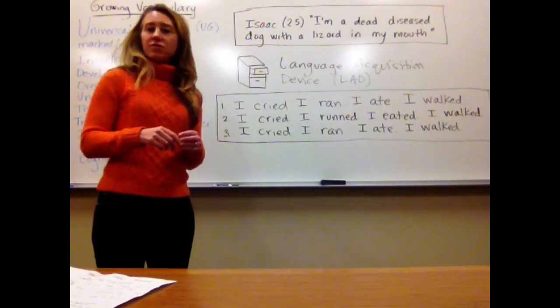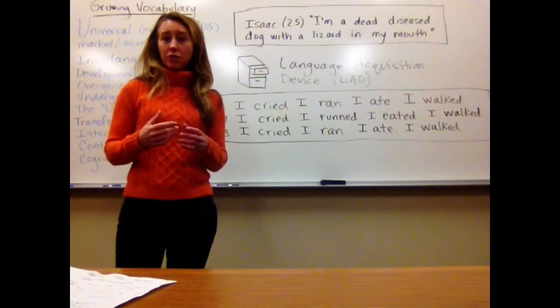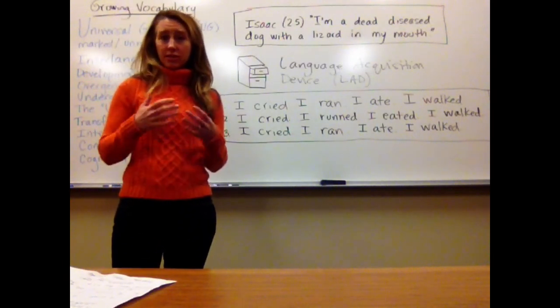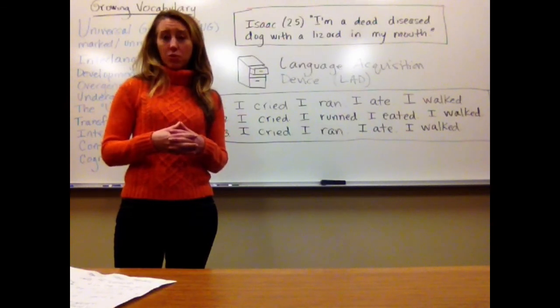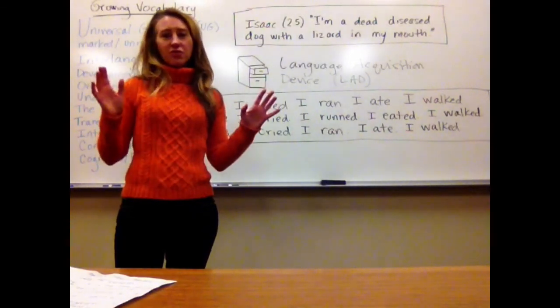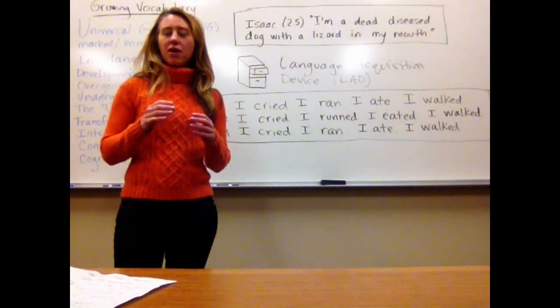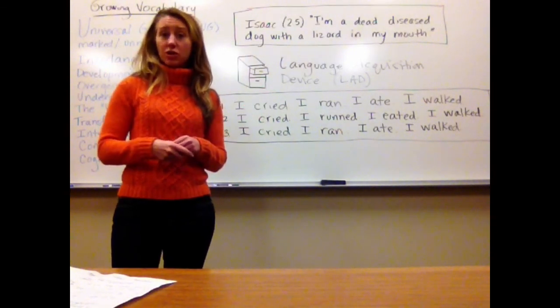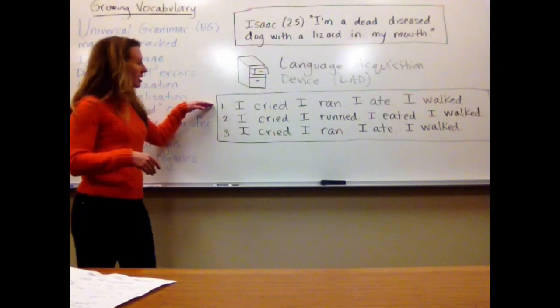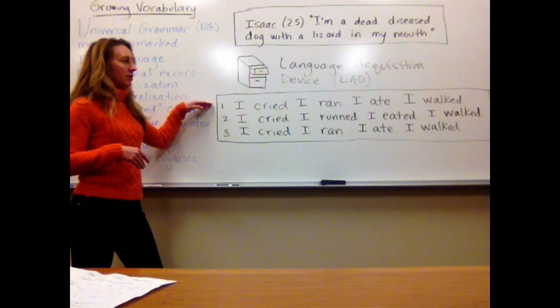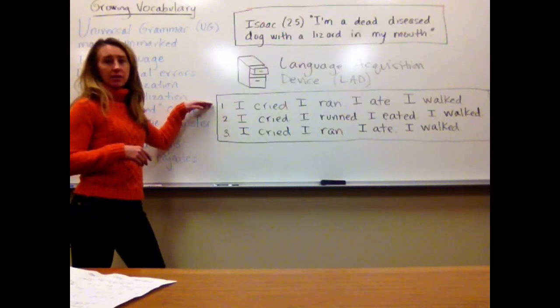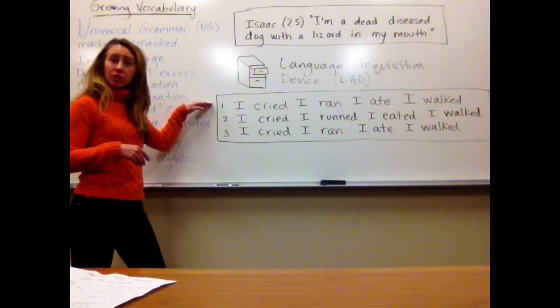And these are very similar to what I have recorded from my child Isaac, that he would say at different points, but they're also very universal. So these are stages that children go through in English. So take a look at this. Stage 1: I cried, I ran, I ate, I walked. Okay, so far so good, right?